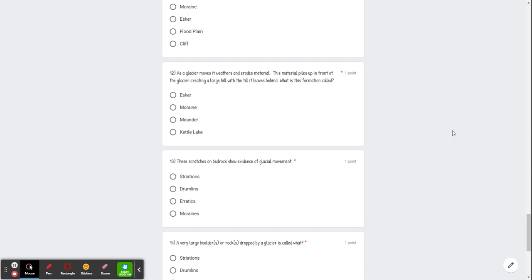Number 12, as a glacier moves, it weathers and erodes material. This material piles up in front of the glacier, creating a large hill with the till it leaves behind. What is the formation called? An esker, a moraine, a meander, or a kettle lake?